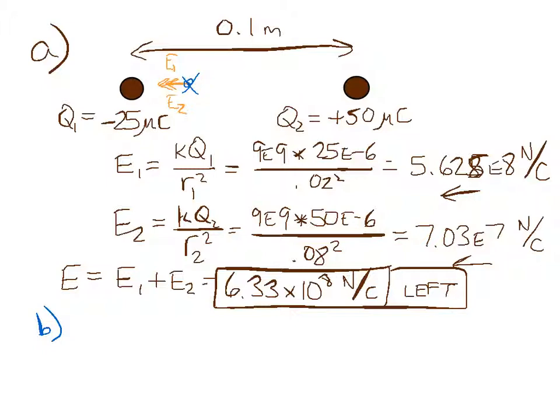If it were an electron or some other negative charge, it would move in the opposite direction to the electric field, so that would go to the right. But the proton is going to move to the left. So now we just have to figure out what the magnitude is.